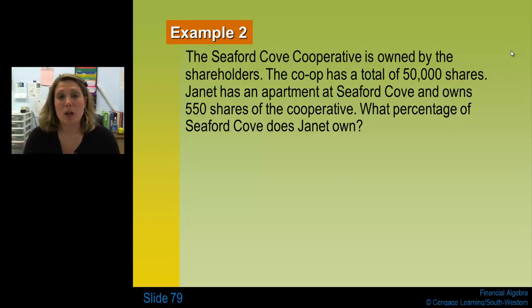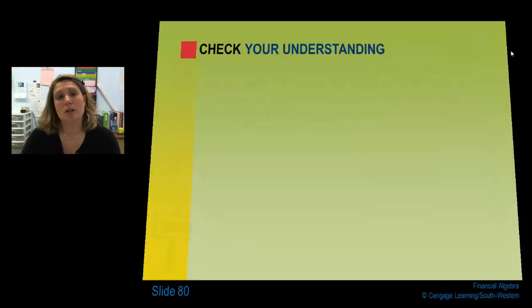So again, percentage is what you've earned out of what you could have earned, multiplied by 100. So she has 550 shares out of a total possible 50,000 shares. Take 550 out of 50,000, get an answer, and then multiply that by 100. So you need to finish this question.